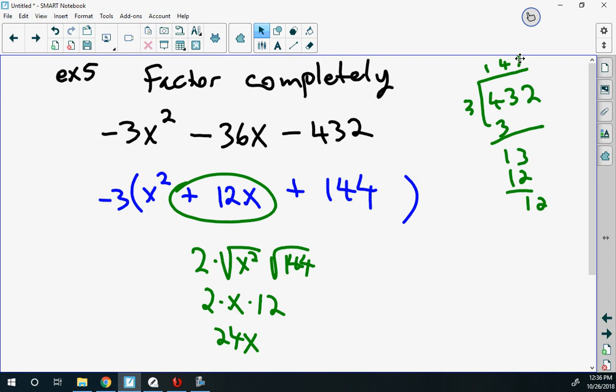Oh, so sometimes, with factor completely, you might only be able to factor out a GCF. You picking up what I'm putting down?